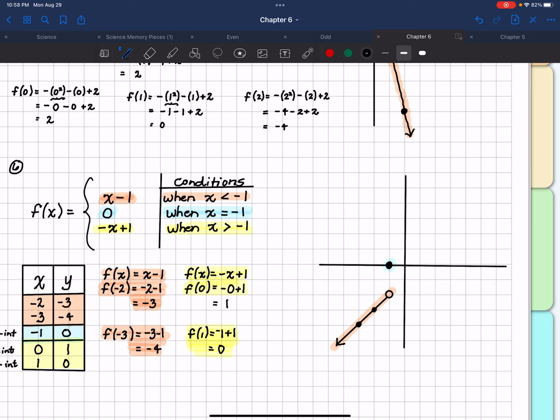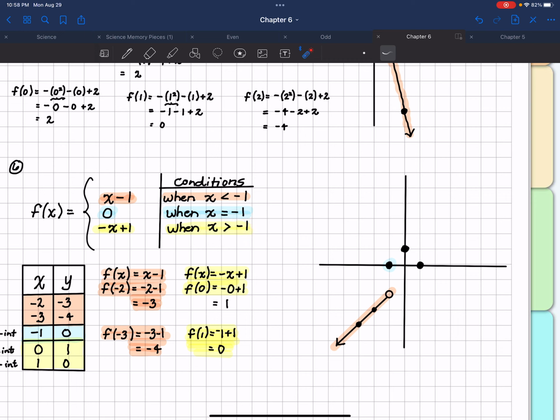Then for the yellow line, I'm going to go 0, 1. So over none, up 1. That's a y-intercept. And then over 1, up 0. That's an x-intercept. And the condition on this one is right here. x is greater than -1.